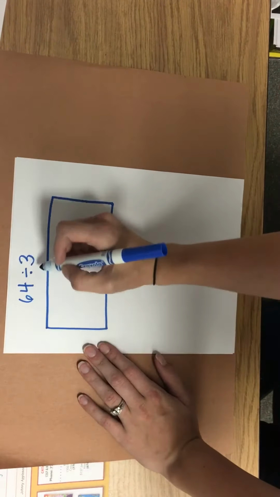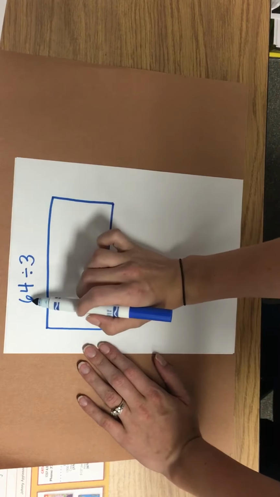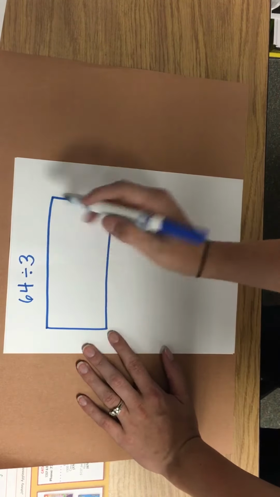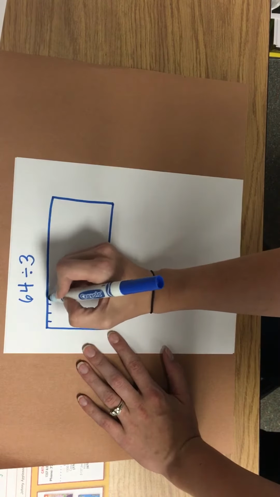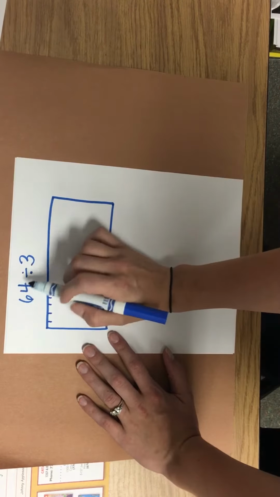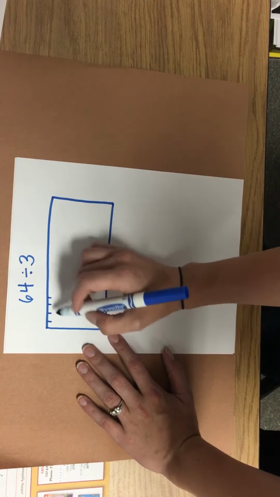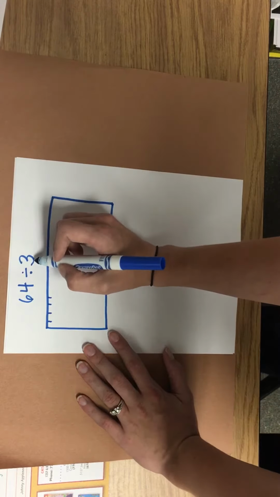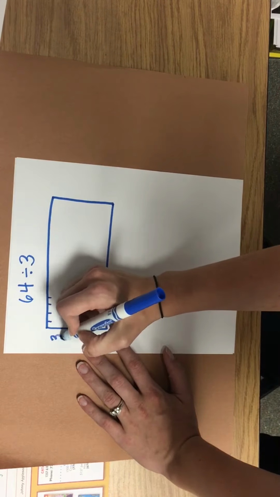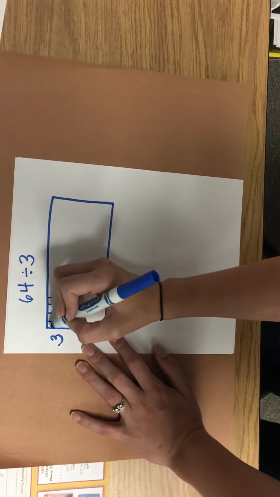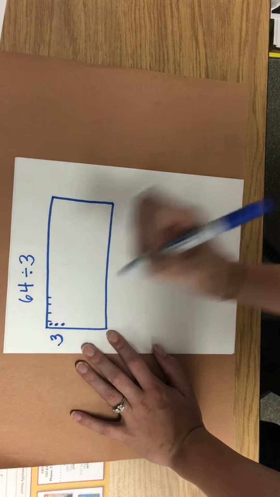So right here we have 64 divided by 3, where 64 is our dividend and 3 is our divisor. When we're working with the one that looks like grid paper, we are going to start by figuring out how we can make 64 into an array, but we have to do it in groups of 3. So I'm going to put my 3 out here. My divisor always goes on the left, and I'm going to shade down 3 groups.